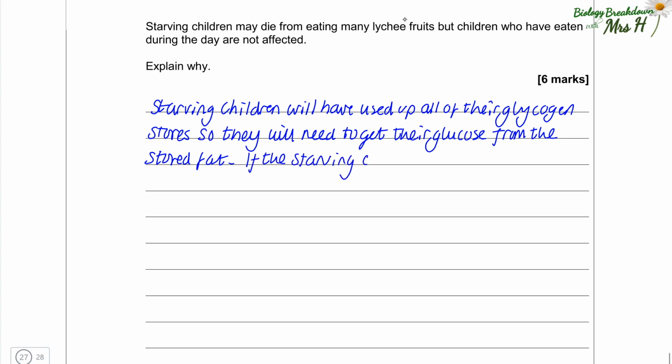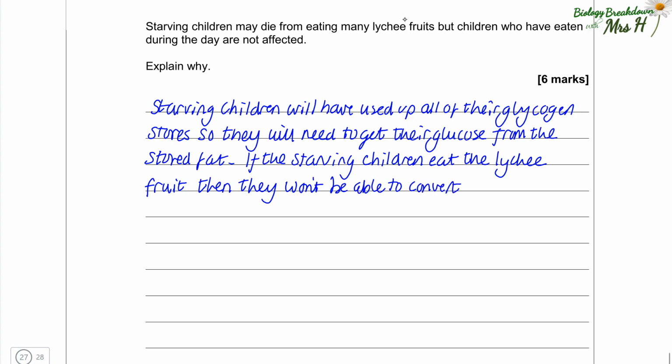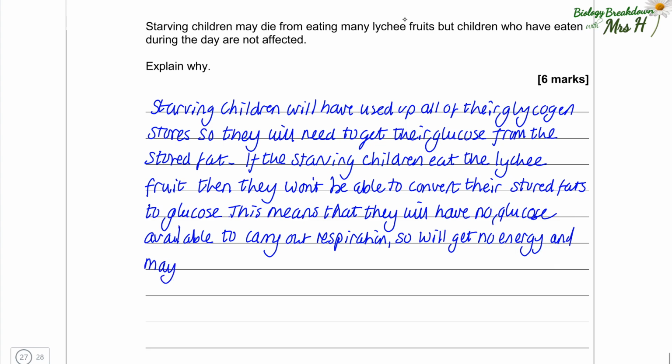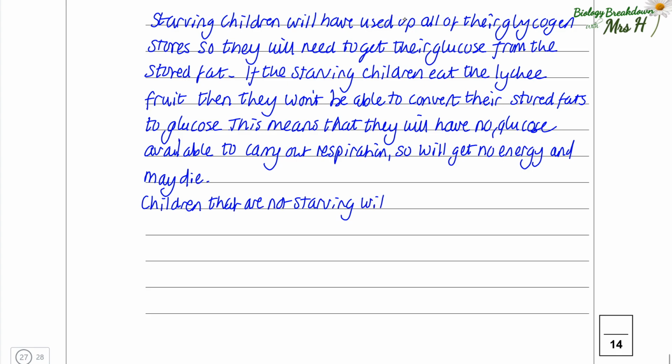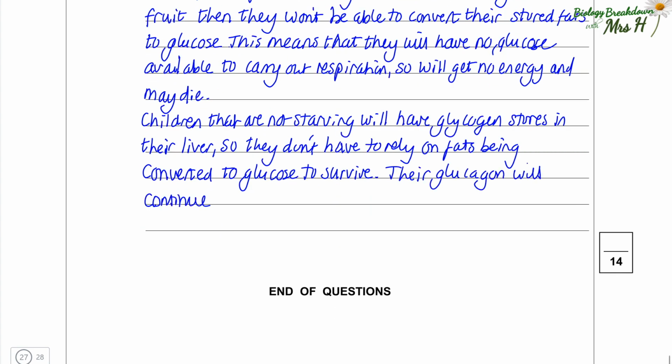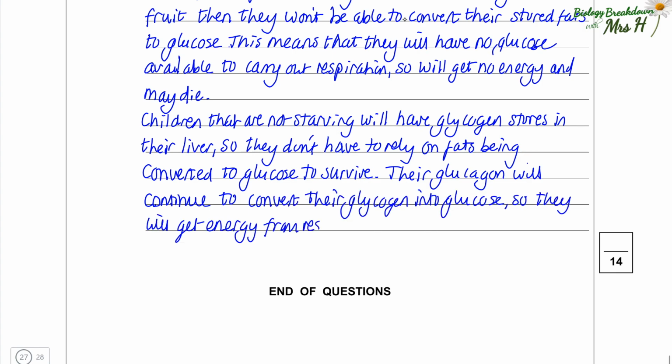But if the starving children then eat the lychee fruit, then they won't be able to convert their stored fats into glucose. So this means they'll have no glucose available to carry out respiration, so they'll get no energy, and if they don't get any more food, they could die. Children that are not starving, they will have glycogen stores in their liver, so they don't have to rely on the fats being converted to glucose to survive. Their glucagon will continue to convert their glycogen into glucose, so they'll get energy from respiration with that glucose.